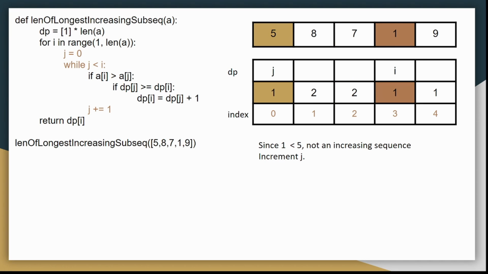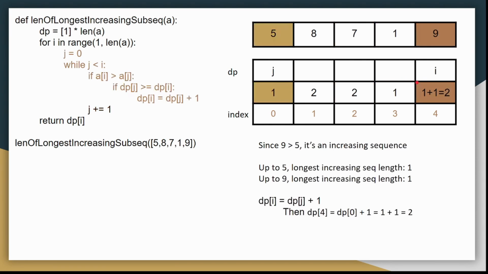So now i is pointing at 1, and j is pointing at 5. Since 1 is smaller than 5, it's not an increasing subsequence, so then you just increment j. Same thing when it's pointing at 8, and when it's pointing at 7. And now that they're equal, you go out of the while loop.